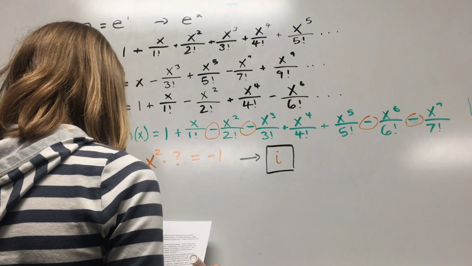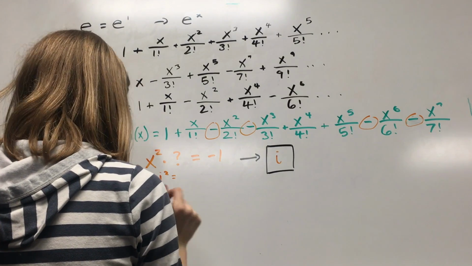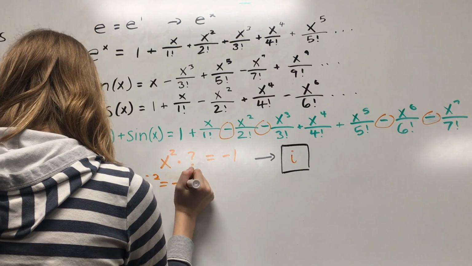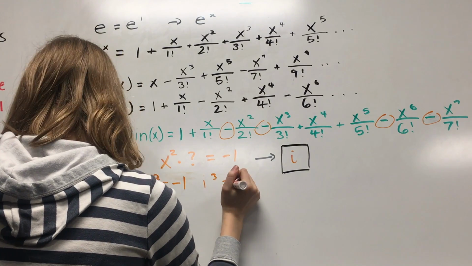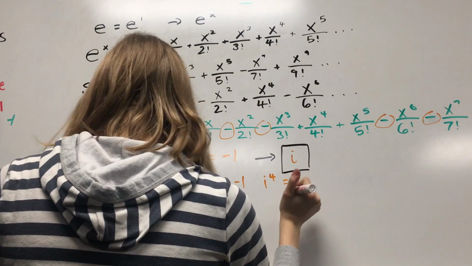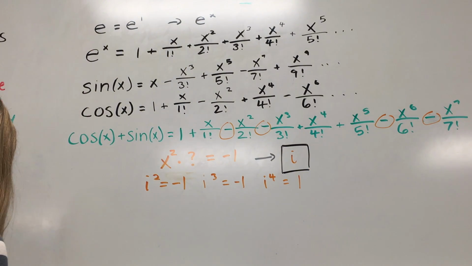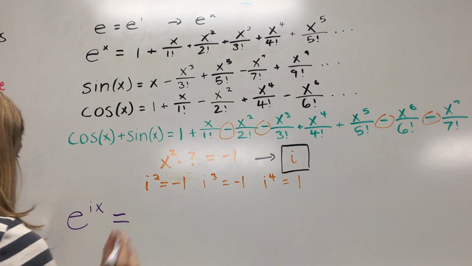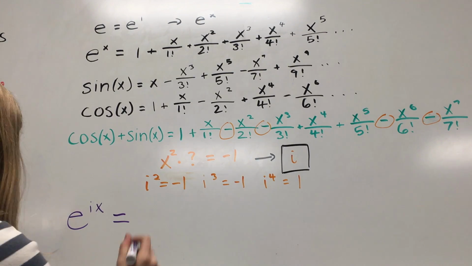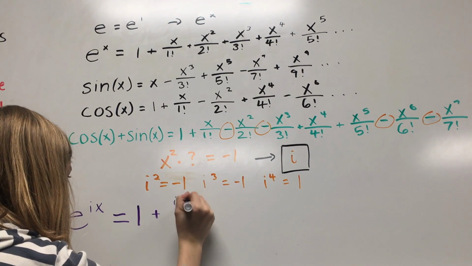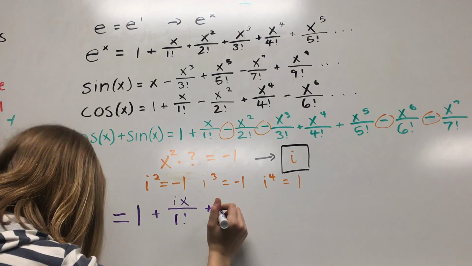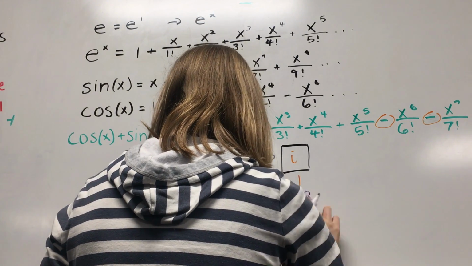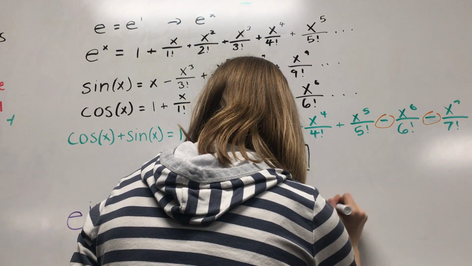plus ix squared over 2 factorial plus ix cubed over 3 factorial plus ix to the fourth over 4 factorial, etc. But i to the second equals -1, and i to the third equals -i, and i to the fourth equals 1. Plug that into the equation, and you get e to the ix equals 1 plus ix over 1 factorial minus x squared over 2 factorial minus ix cubed over 3 factorial plus x to the fourth over 4 factorial, etc.